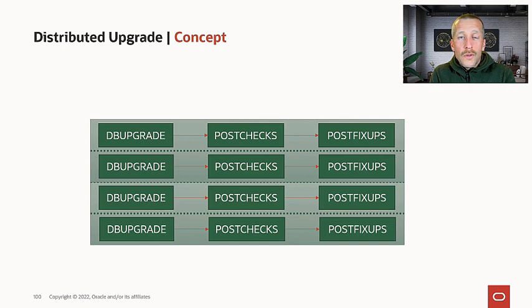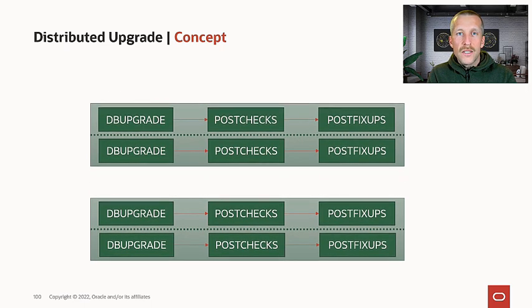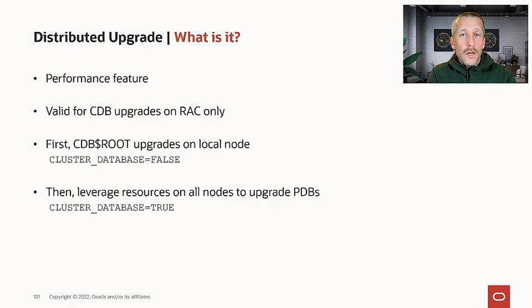We already saw this picture previously when we talked about proactive fix-ups. We know that all the PDBs are being processed in batches on the computer where the upgrade is started, where auto upgrade is running. But what if we could do this on RAC systems? What if we could use all the nodes in the RAC cluster? That could potentially make the upgrade run even faster. And this is when we introduced distributed upgrade.